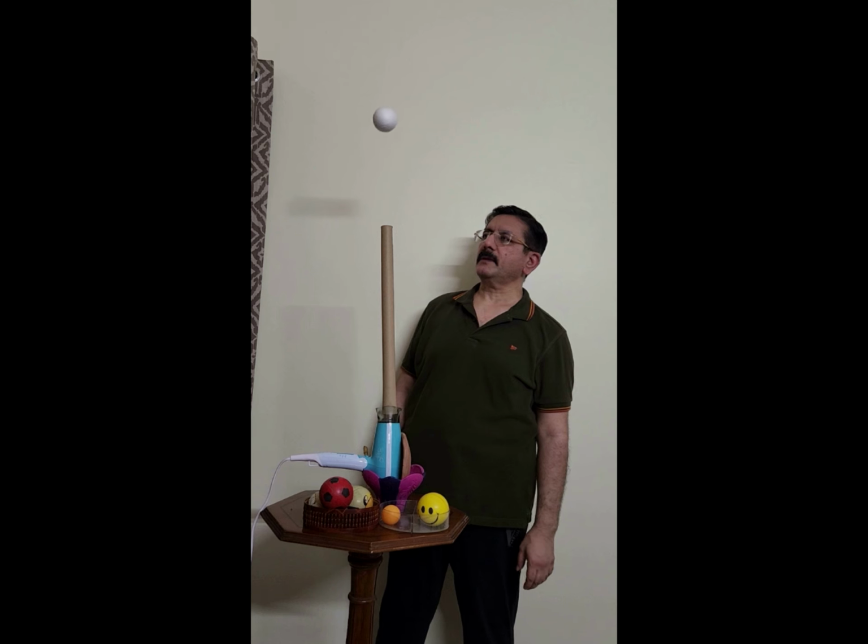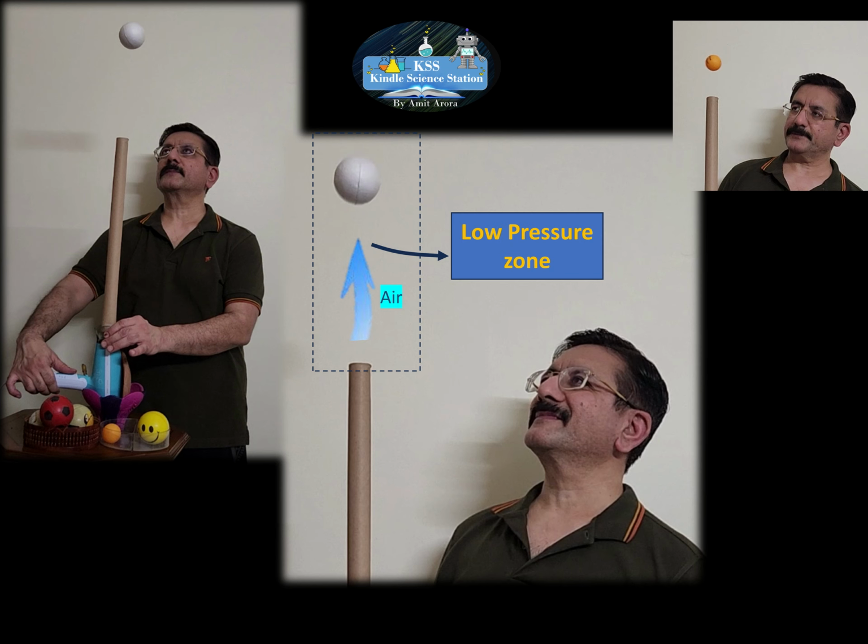So, what makes the ball float in the air? The air at high velocity blown through the tube created a low pressure zone, forcing the ball upwards. The lighter the ball, the higher it goes.